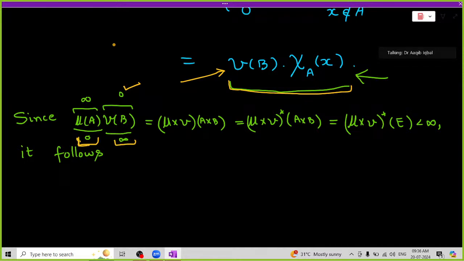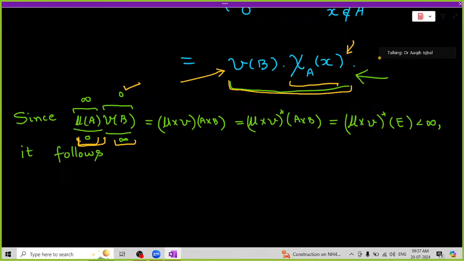Now mu a is zero, measure of a is zero, so that means this characteristic function is a function which is zero a.e., because characteristic function of a, it will be non-zero in a, और अगर a का ही measure zero है, so this function is zero a.e., so this is the zero function. और ये infinity है, but in measure theory हमने पहले ये decide किया है कि zero times infinity will be zero, so again it will be a zero function, rather the zero function.